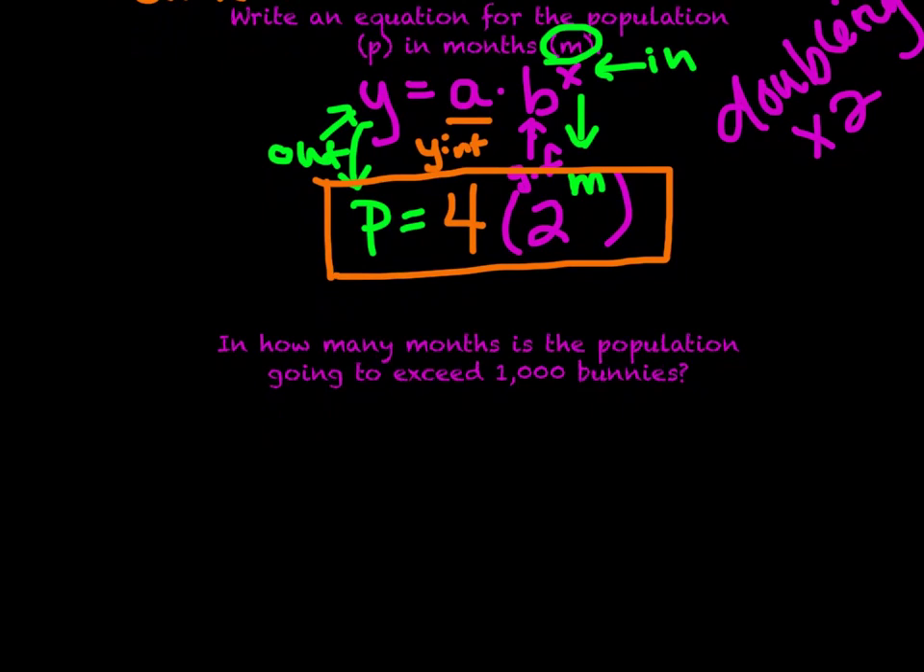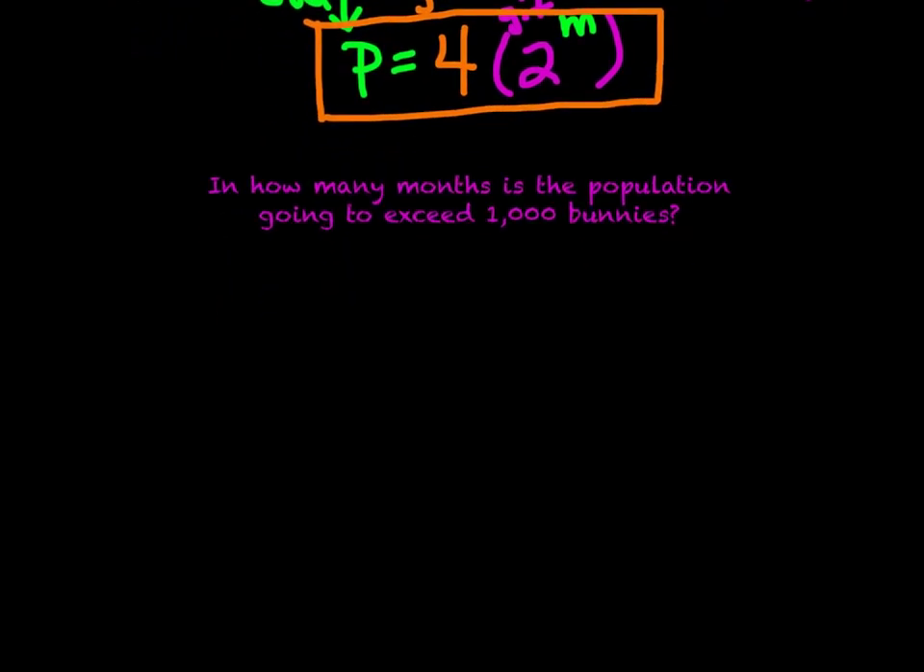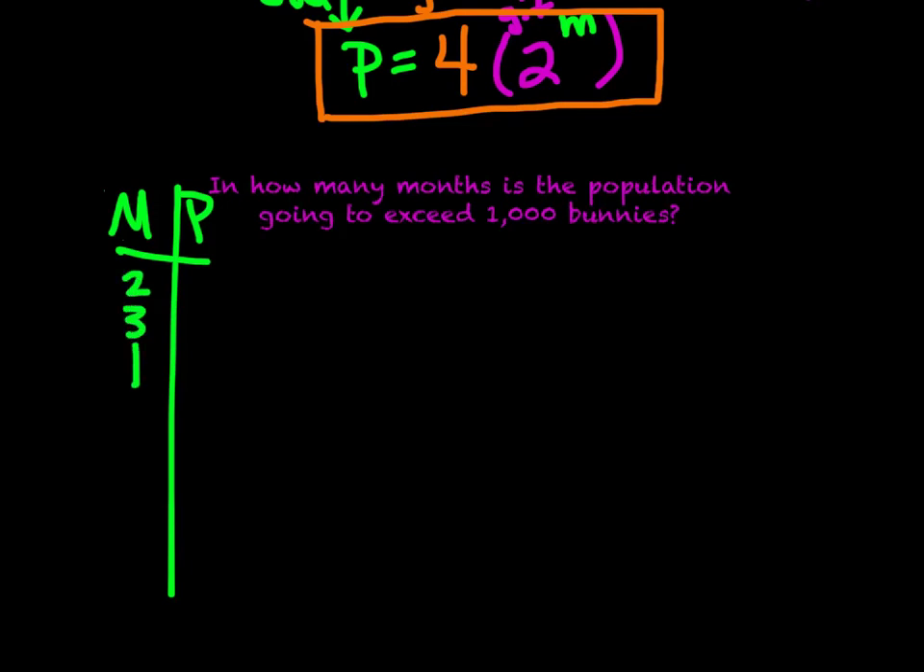We can do this in a few ways. We could extend our table, we could extend our graph, or we could put it into an equation, do a little bit of guess and check. Let's start out by first extending our table. So we have our equation here. We have our table, which is months versus population. And let's just start at 2, 3, and 4 months. At 2 months, we had 16. At 3 months, we had 32 bunnies. And at 4 months, we had 64 bunnies.